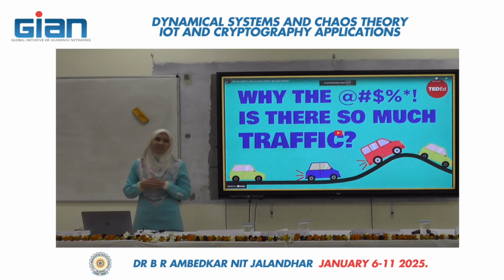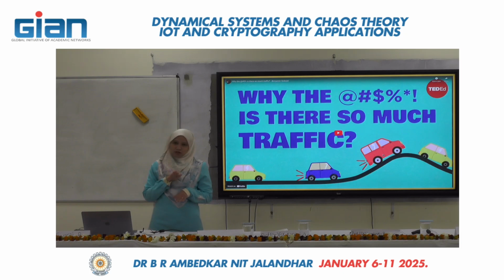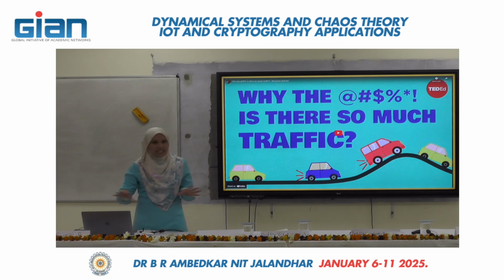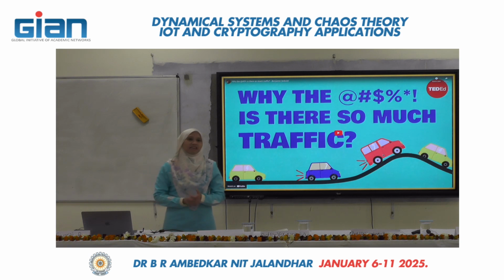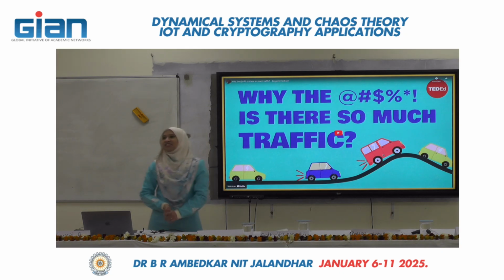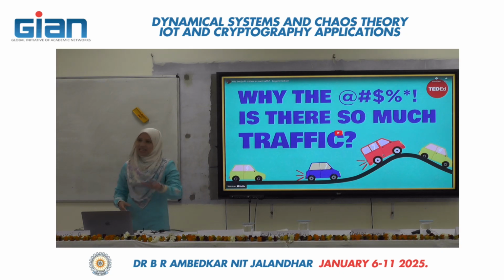So you see the traffic jam, because one car brakes, the others at the back behind it have to brake, and the others at the back also have to brake. So this erratic braking is actually causing a ripple effect. This ripple effect is actually giving us the chaos. So a traffic jam is actually chaos.